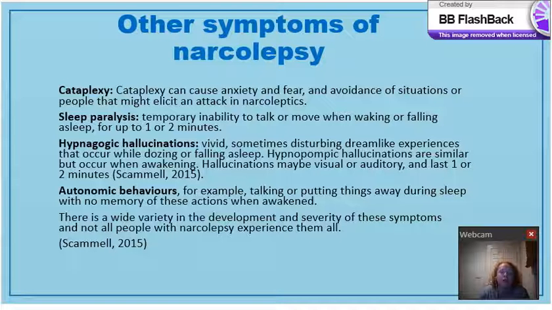Hallucinations may be visual or auditory and last 1 or 2 minutes. People with narcolepsy may also experience automatic behaviors while asleep, for example, talking or putting things away during sleep with no memory of these actions when awakened. There is a wide variety in the development and severity of these symptoms, and not all people with narcolepsy experience them all.